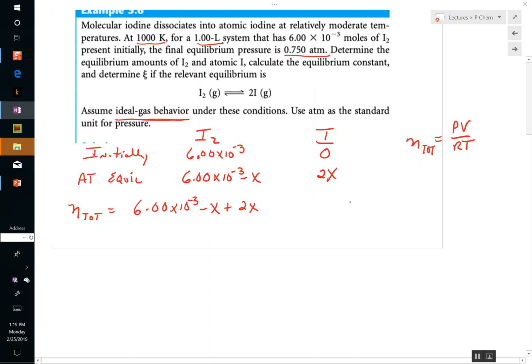Let's keep in step with everybody so that you don't run down this whole track with the wrong answer. What N total do you get from PV over RT? 0.0914. Yeah. That's what I got.